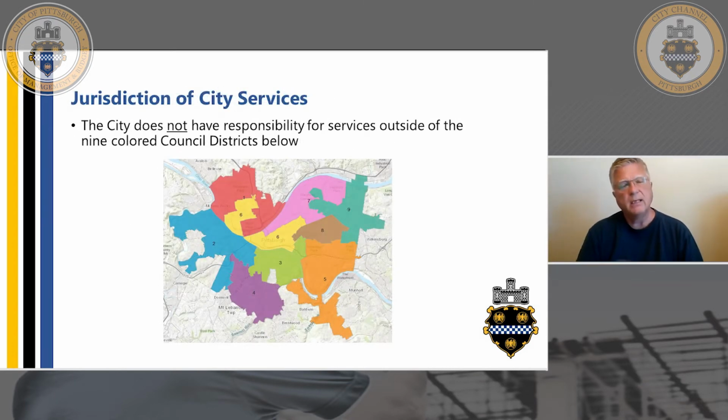One thing that is interesting to think about is the city of Pittsburgh as a municipality is a little bit different than the Pittsburgh metropolitan region or Western Pennsylvania. So the city as its own entity does not have responsibility for services outside of the 9 colored council districts on this map below. However, we do sign intergovernmental agreements to partner with neighboring boroughs and townships from time to time. For example, the borough of Wilkinsburg, which is in the part of the cutout right above District 9, we provide fire services and refuse services for them through legal agreements.